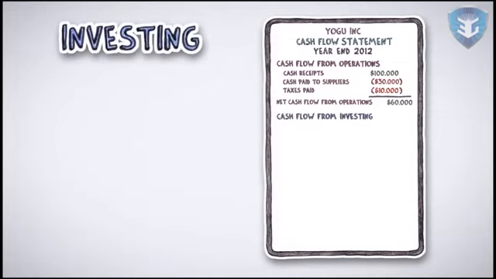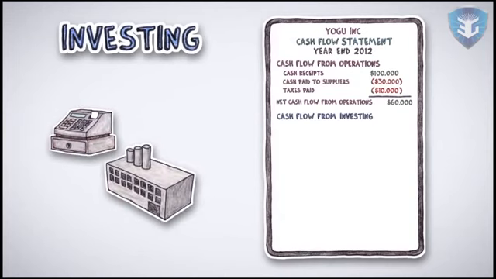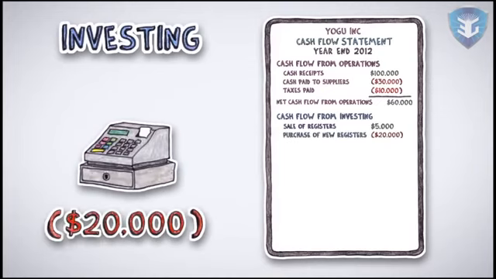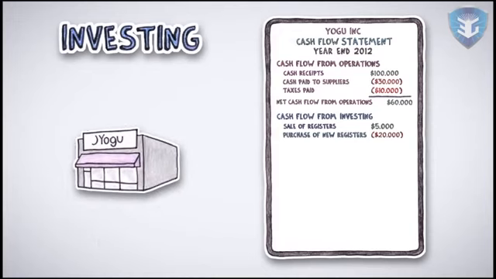Next, she records cash flows from investing activities. When companies buy equipment or property, it is considered an investment. Amanda sold a couple of old cash registers for $5,000 and replaced them with fancy new ones for $20,000. So, she records $5,000 inflow and a $20,000 outflow.